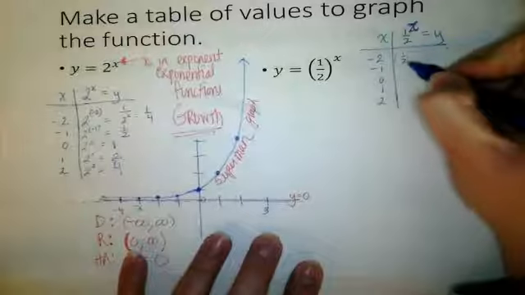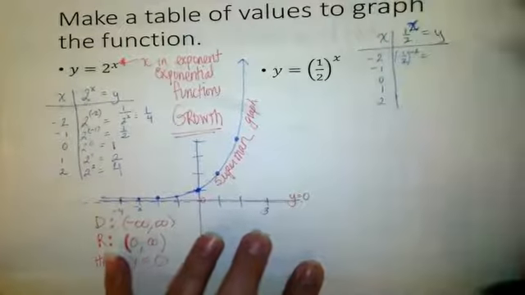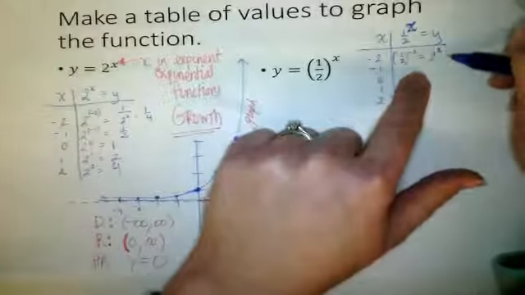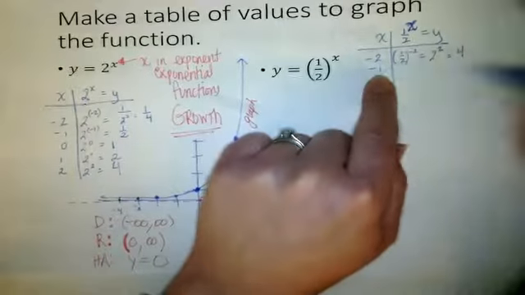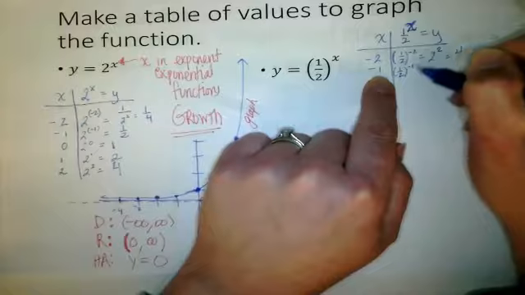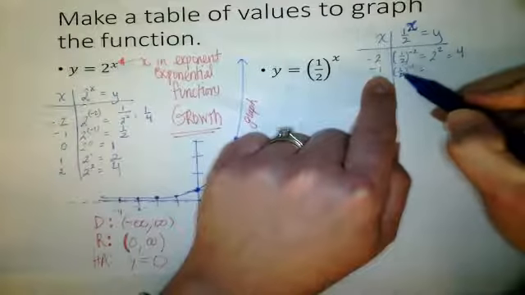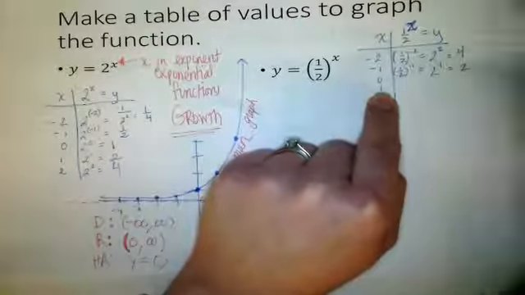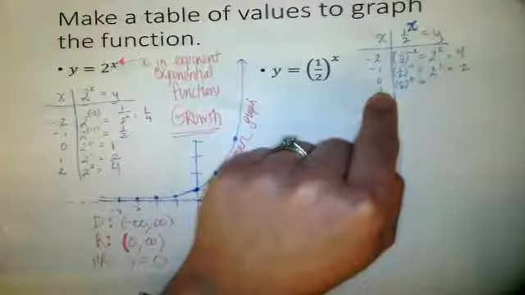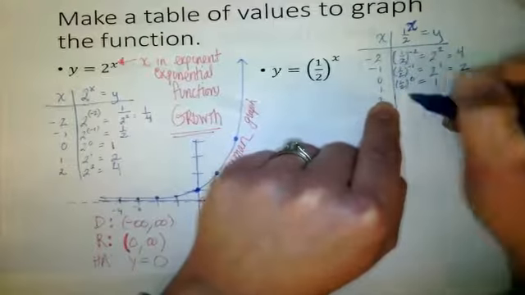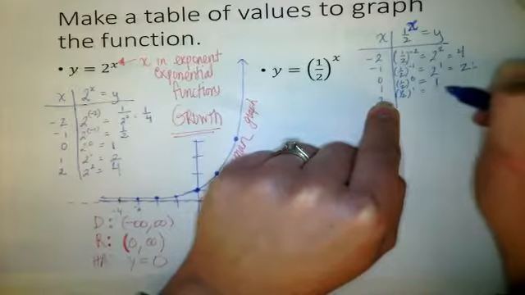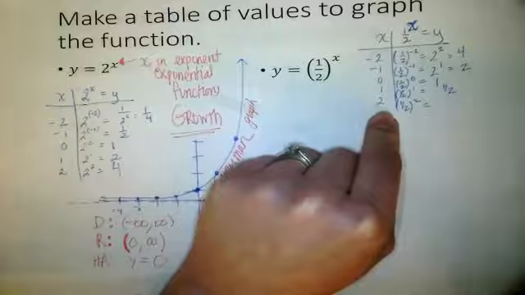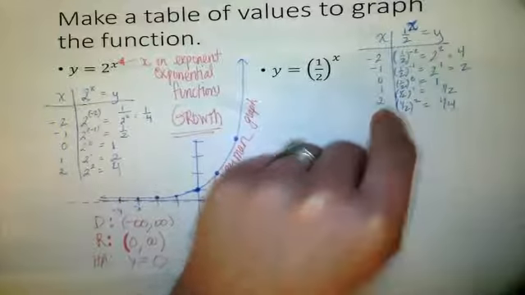So we have 1/2 to the -2 power. What's the negative going to do to this fraction? Flip it. So it becomes 2 squared, which is 4. All right, 1/2 to the -1 power. Again, what does the negative do to the fraction? It flips the fraction and then turns the exponent positive. So we get 2. What's 1/2 to the power of 0? 1 always. 1/2 to the first power is 1/2. And 1/2 squared is 1/4. 1/2 times 1/2 is 1/4.